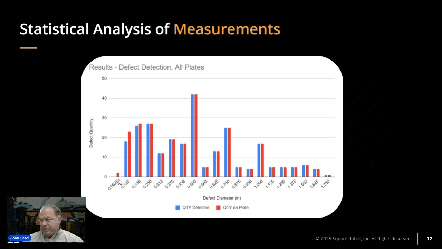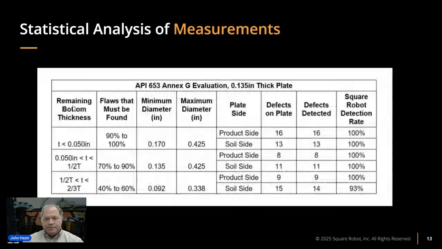At a 1/16 of an inch diameter, I think we only had one of them in there in the test, and we didn't see that. So even at an 1/8 of an inch diameter, we found some of them, but not all of them, and up to 3/16 of an inch. Beyond that, we were able to find and measure everything else in the plate.